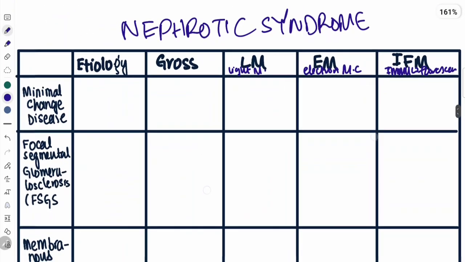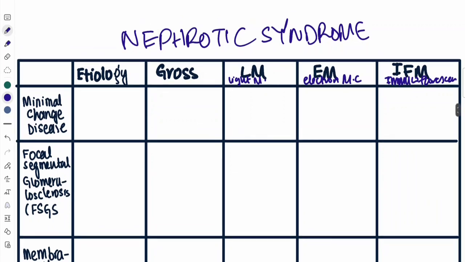Now, we don't usually do electron microscopy and immunofluorescence for other pathologies we've done, but in this case we are doing this. So I'll give you a little idea why. Gross is what appears to the naked eye. You're not going to find gross features for all the conditions we're going to do today, only for some.